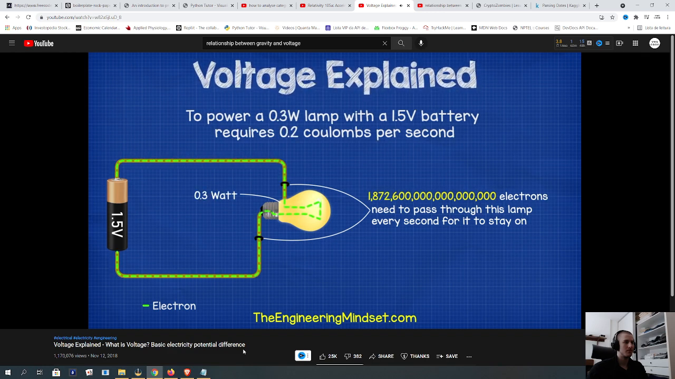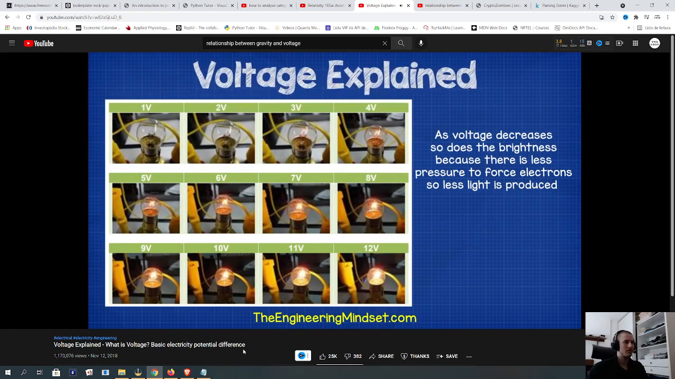To power this 0.3 watt lamp with a 1.5 volt battery would require 0.2 coulombs, or approximately 1,248 quadrillion electrons, to flow from the battery and through the lamp every second for it to stay on. If we try to use a lower voltage, the lamp would turn on, but it decreases in brightness as the voltage decreases. That's because there is less pressure to force electrons through it. Less electrons flowing, less light that can be produced.